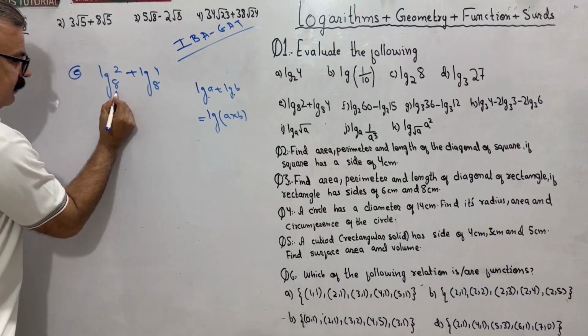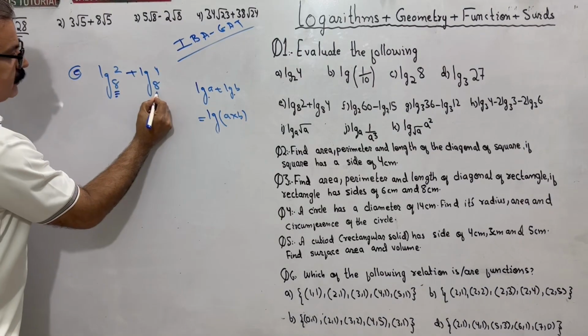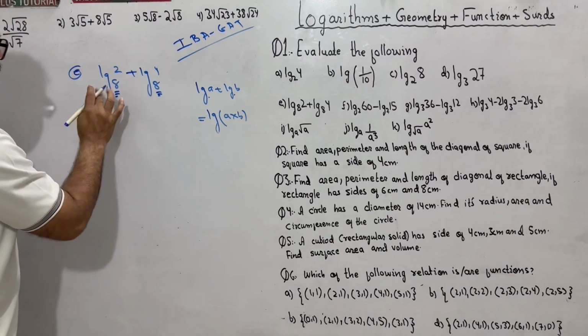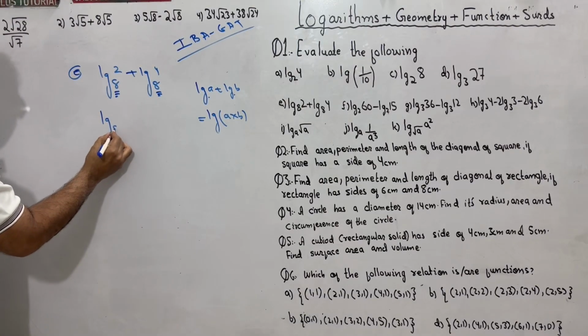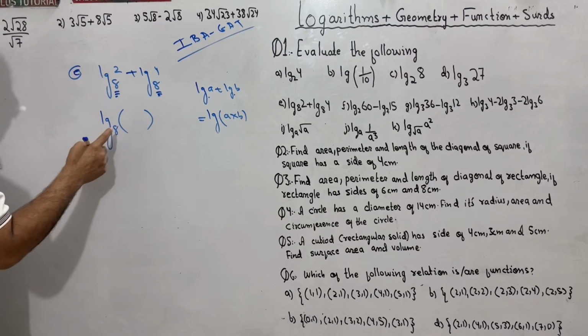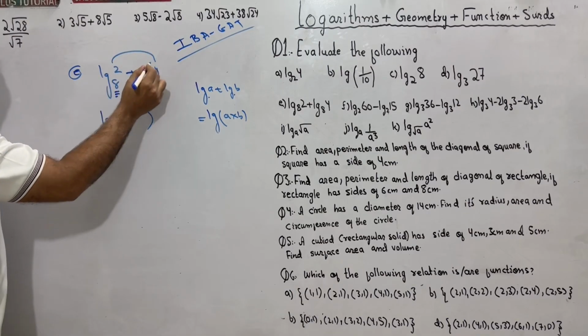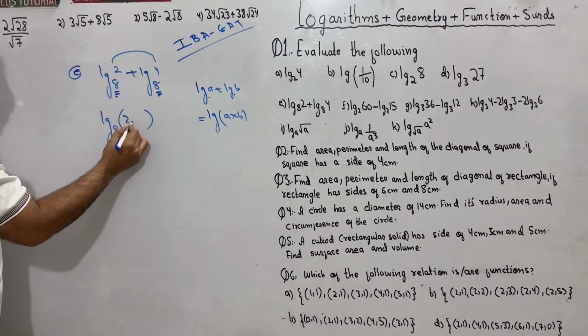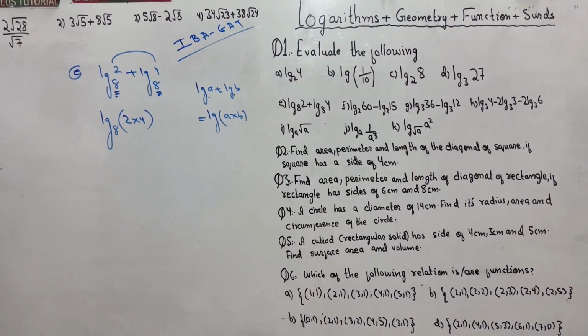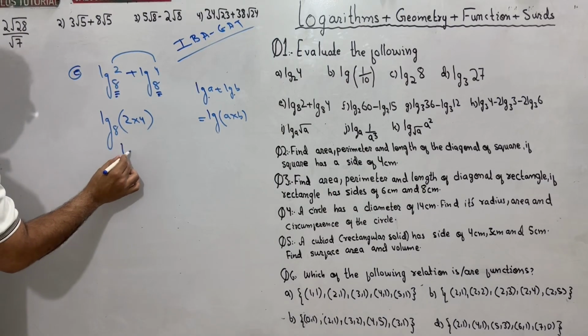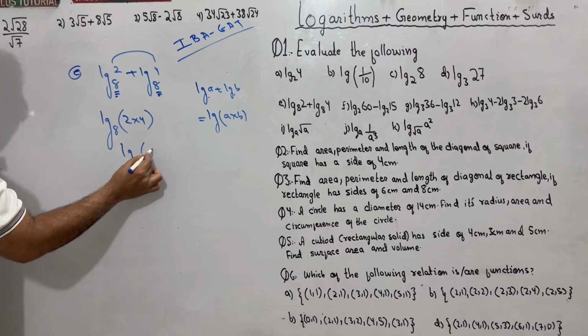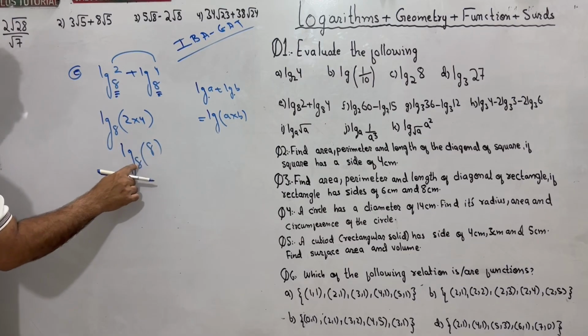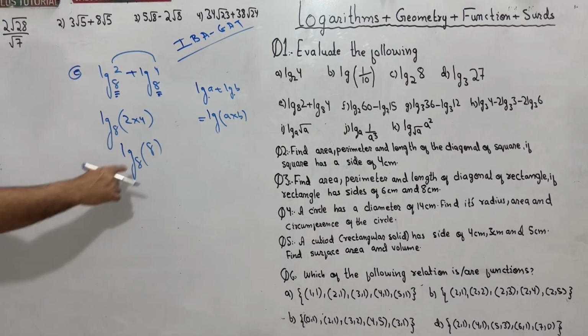From multiplication, they can be split into addition, and vice versa. Here, the base is 8. Here also the base is 8. Applying this property, log with base 8 the same, we multiply these. This is A, this is B: 2 times 4. 2 times 4 means log of 8 to the base 8.